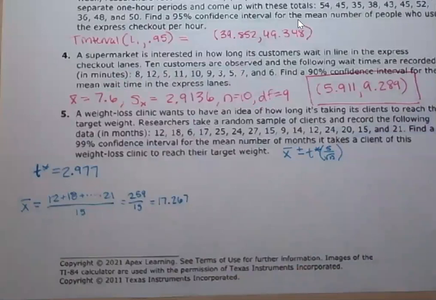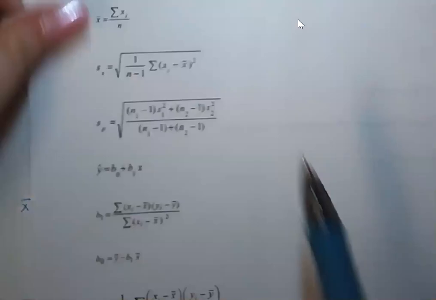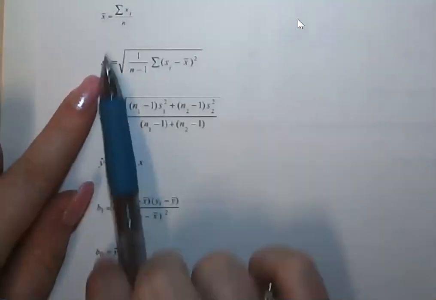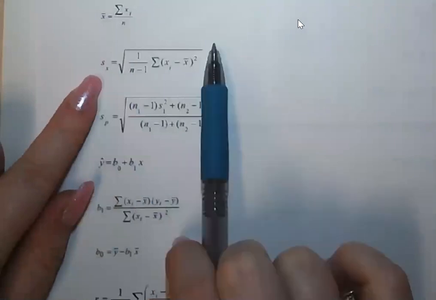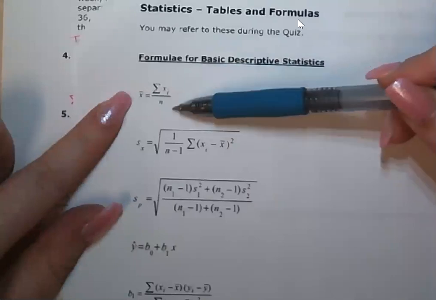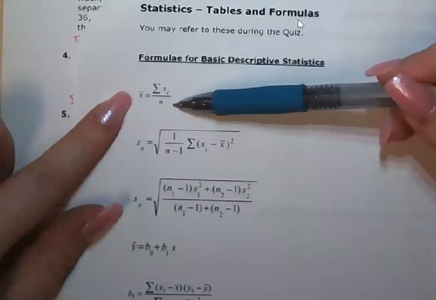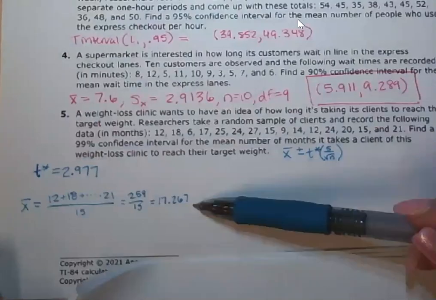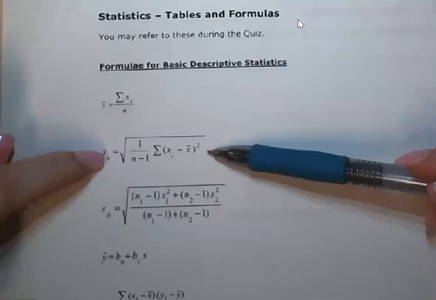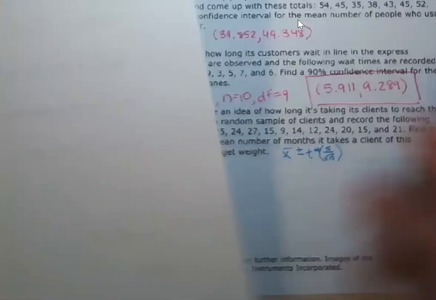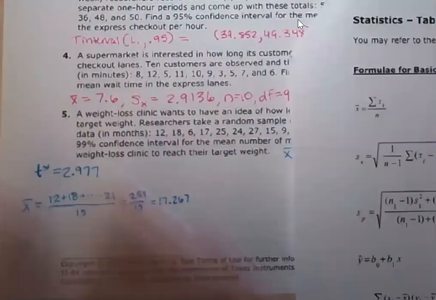The formula to calculate S is on your formula sheet here. S of X, the standard deviation of your sample, is this equation here. In fact, it's similar to what we just did to find the mean. We added up all the data points and divided by the sample size, and that's how we found 17.267. So now we're going to use this one to find our S of X by hand. I'll put that to the side here so maybe you can still see it.